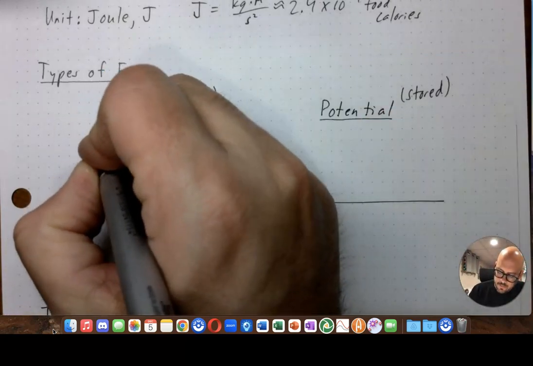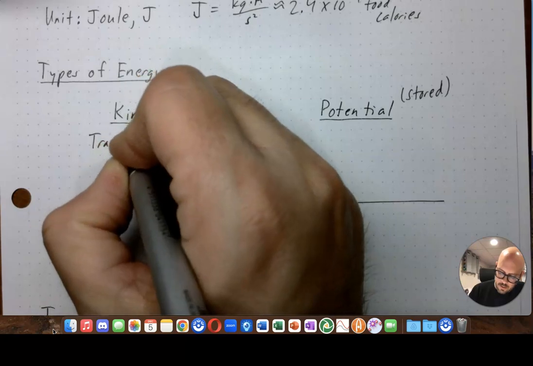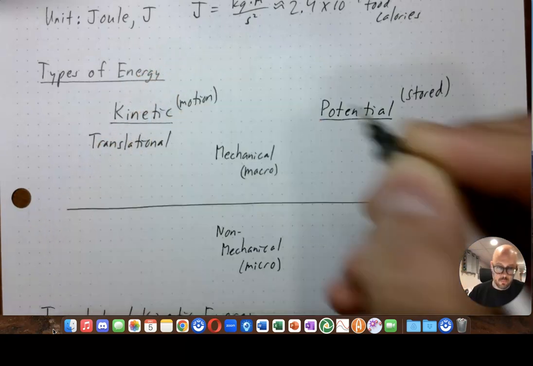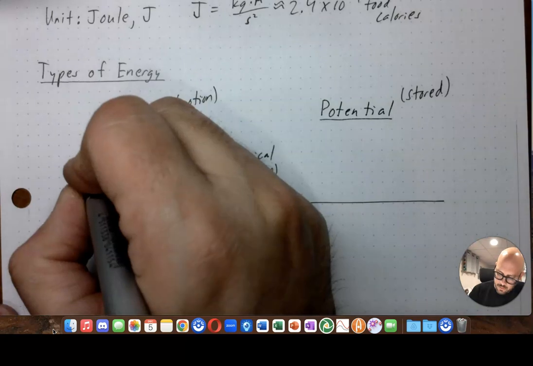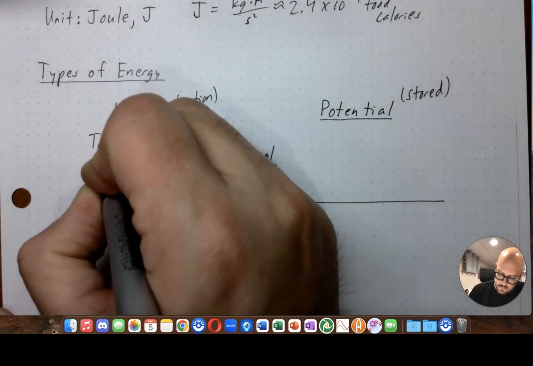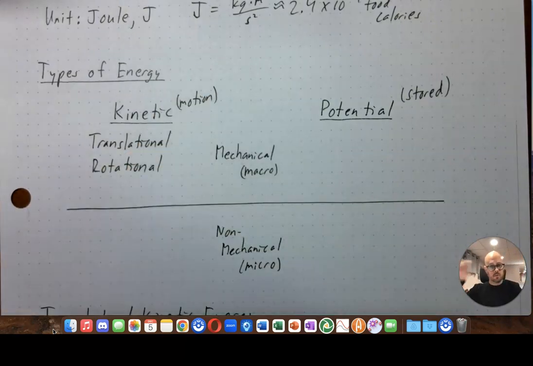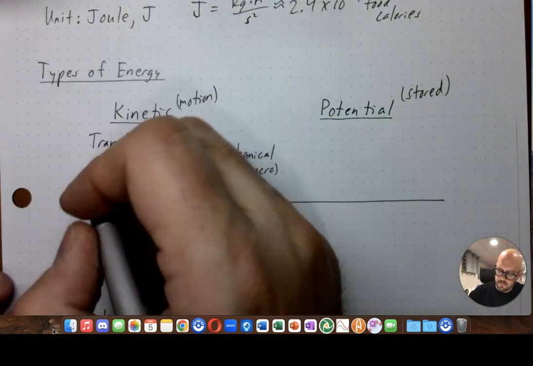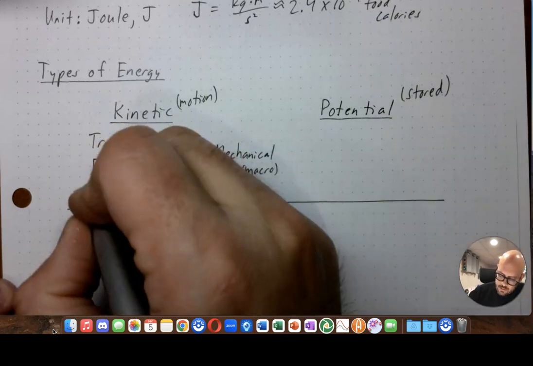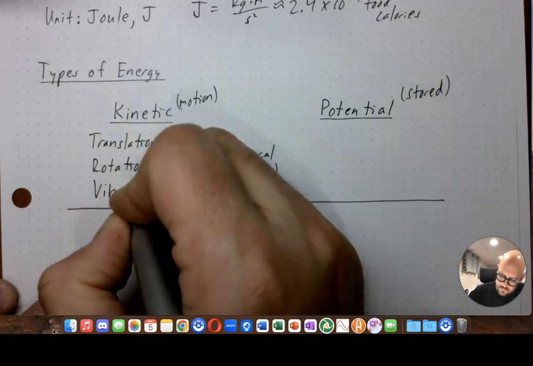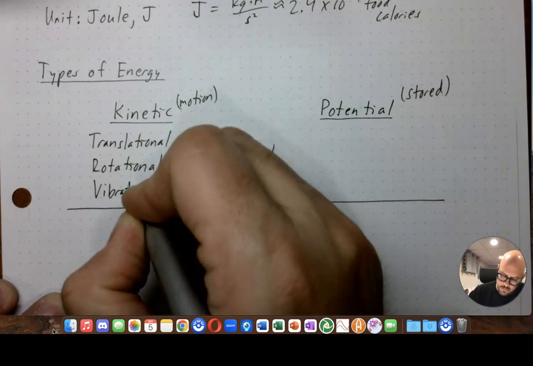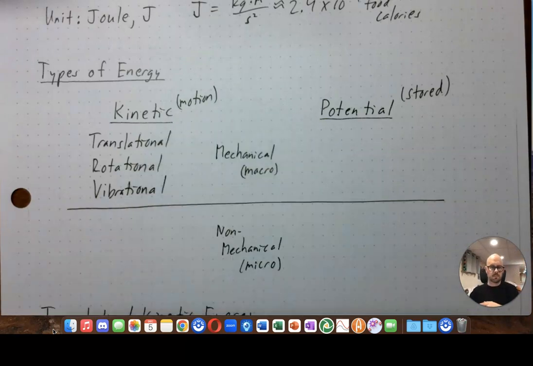There are 3 types of kinetic energy. Translational, which is movement from place to place. We'll learn about that in this video. Rotational, which is moving around and around, spinning, basically. We'll learn about that later in the course. And then vibrational, which in this course, we don't really call it vibrational energy, but when we talk about springs oscillating up and down, that's a vibrational kinetic energy.